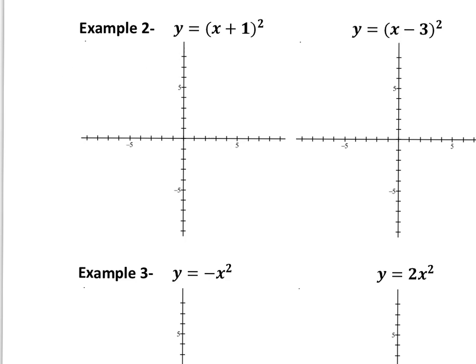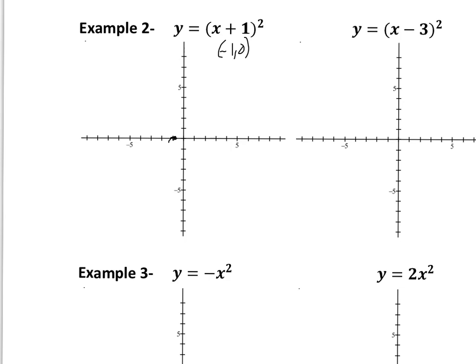So what happens if we add 1 to the inside? If the outside is a vertical shift, guess what the inside is going to be? A horizontal shift. So what's that plus 1 going to do for me? Shift it left or right? Left. The consensus is left, and the consensus is correct. That is a left shift. So we shifted left 1, and now our vertex is at negative 1 and 0.